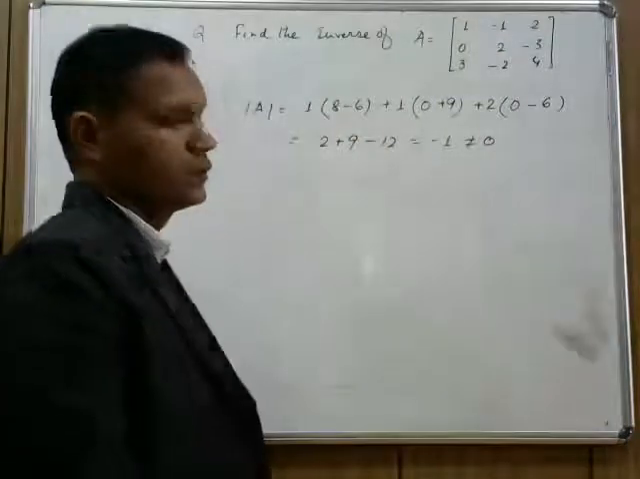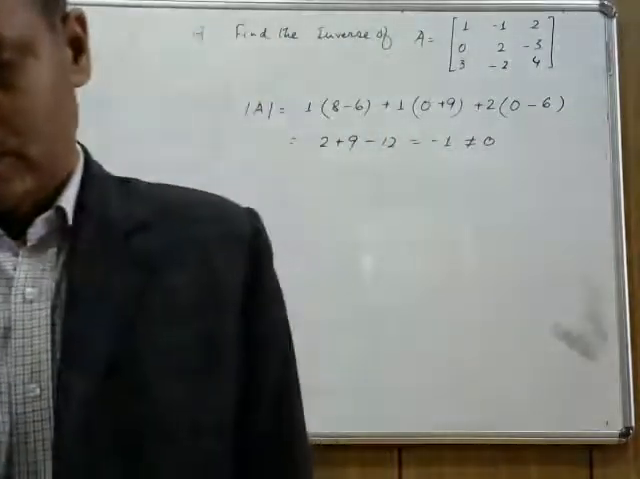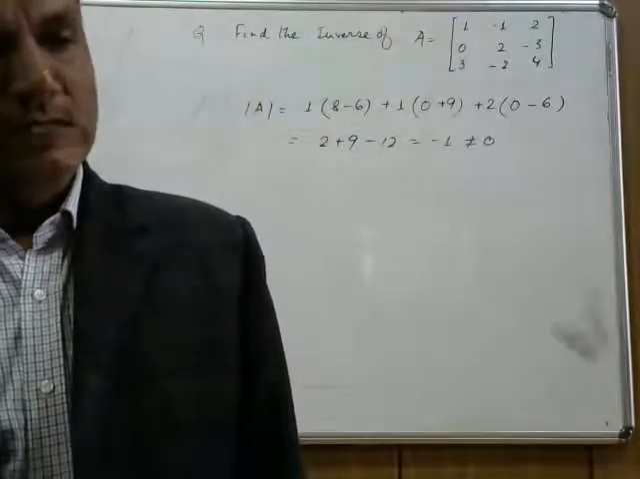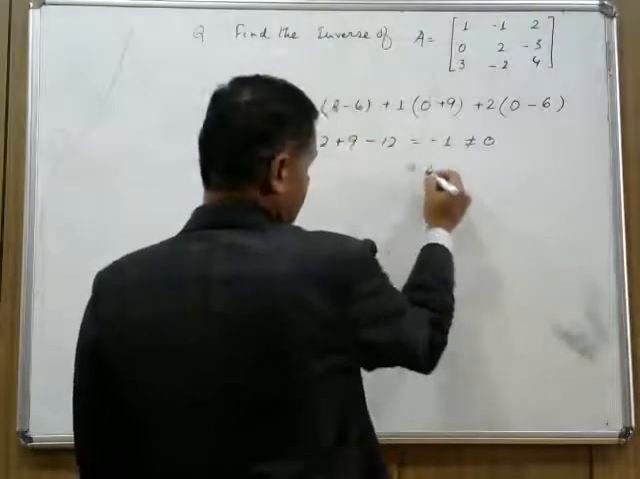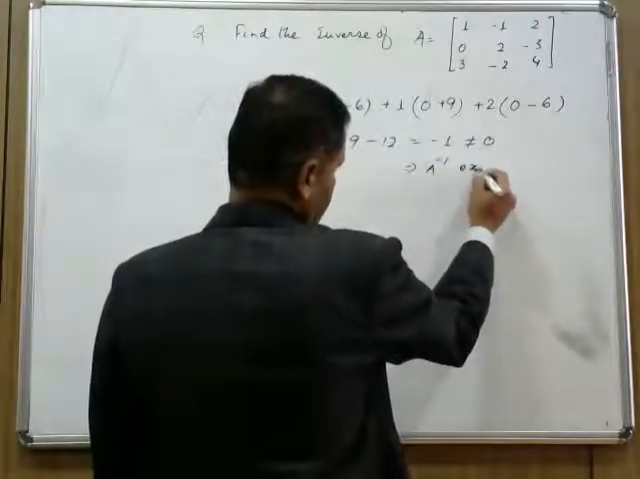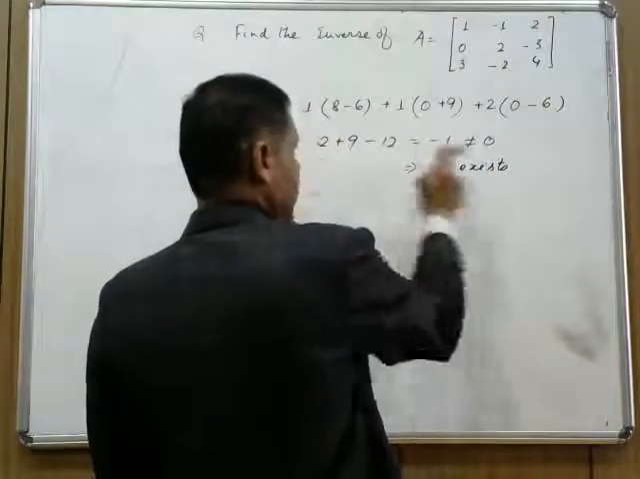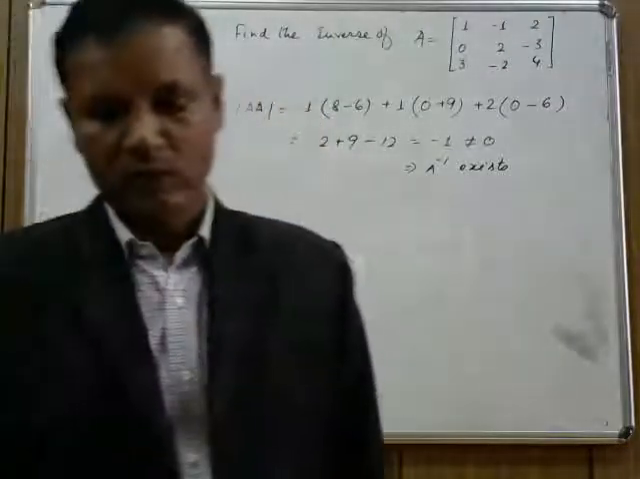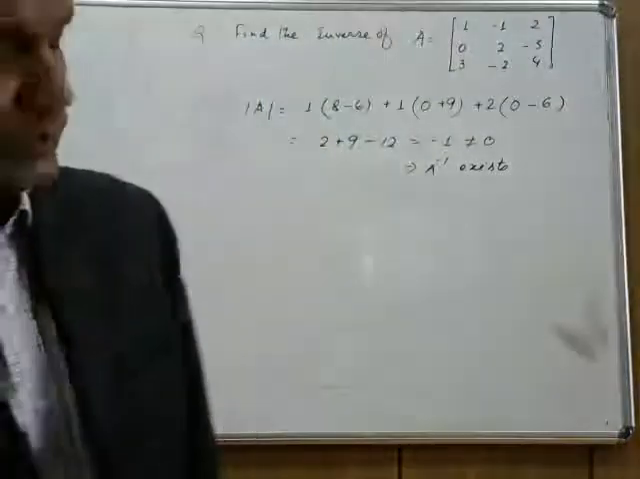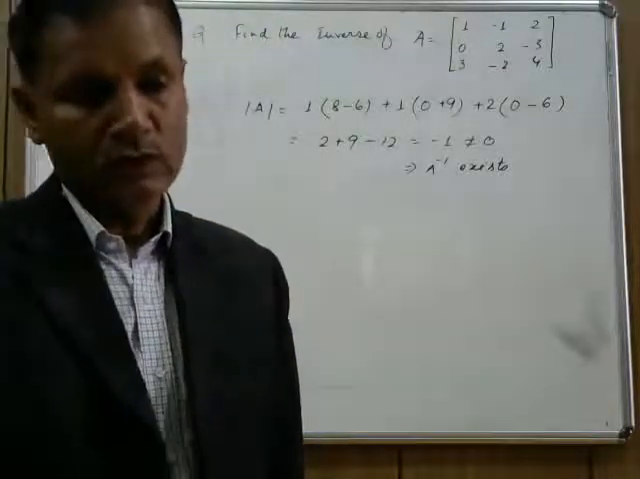Determinant of A is not equal to 0. That means it is a non-singular matrix, and therefore it implies that A inverse exists. If determinant of A is equal to 0, then we cannot find A inverse. That means A inverse will not exist. Right? This part we have done. Now we will find the adjoint.